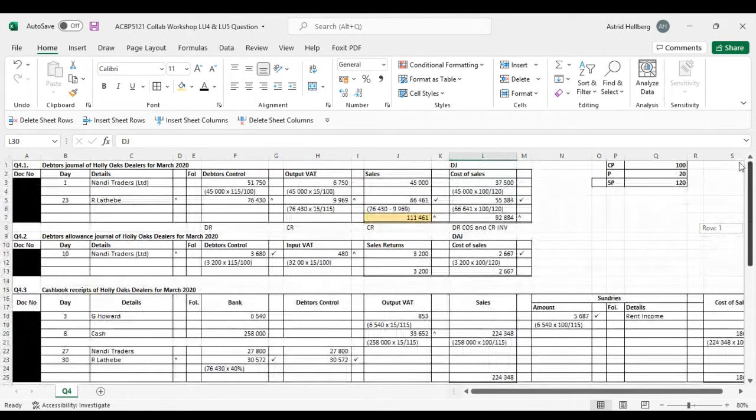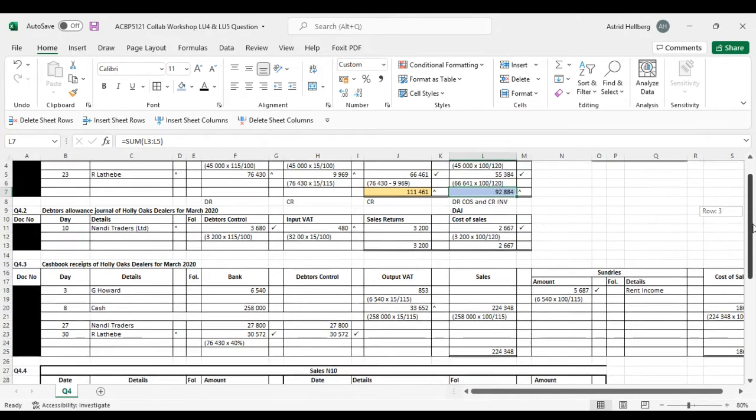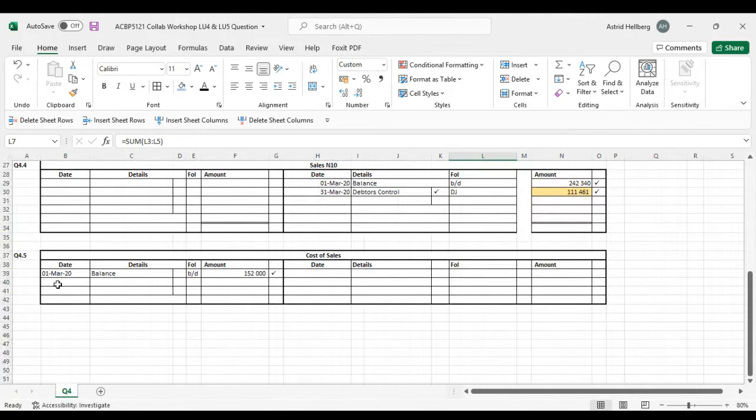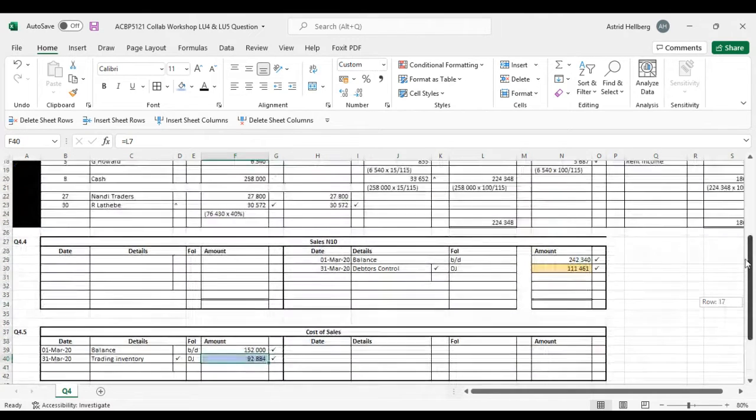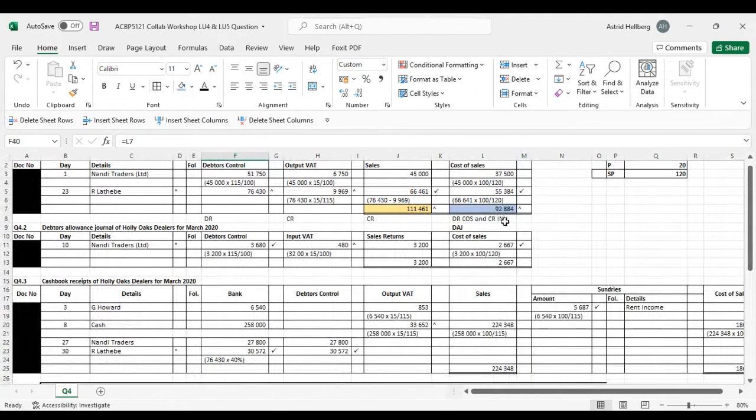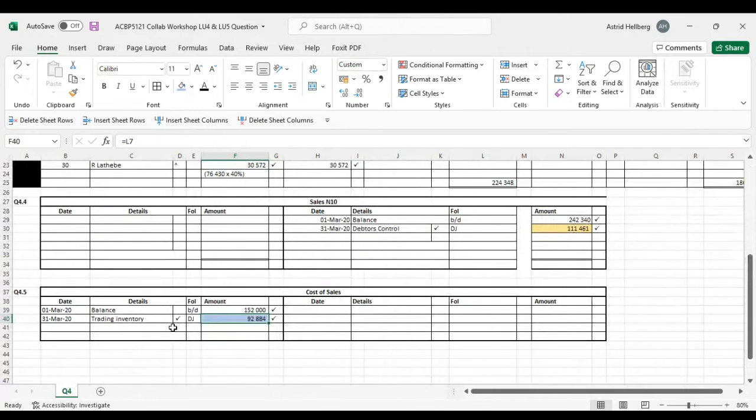Then the second part is we said, okay, the cost of sales column is also affected here. So let's make that a blue. So we said we are going to debit cost of sales and we're going to credit inventory. Okay, so let's go to cost of sales. We said we are debiting cost of sales with the 92,000. But the contra account is the inventory account that we are taking it to. So that's why we've got inventory in here. So trading inventory, and then we've got the 92,000.